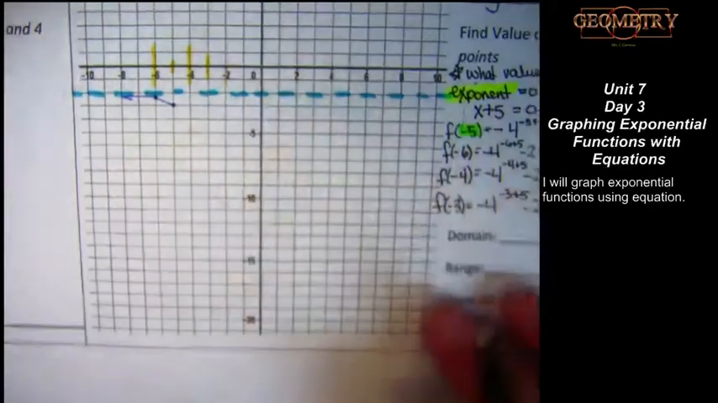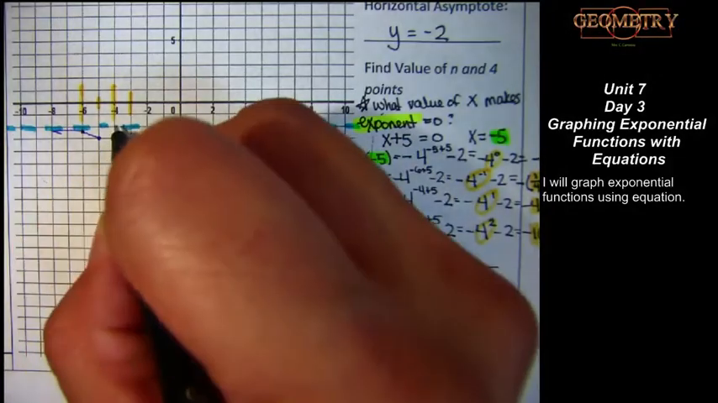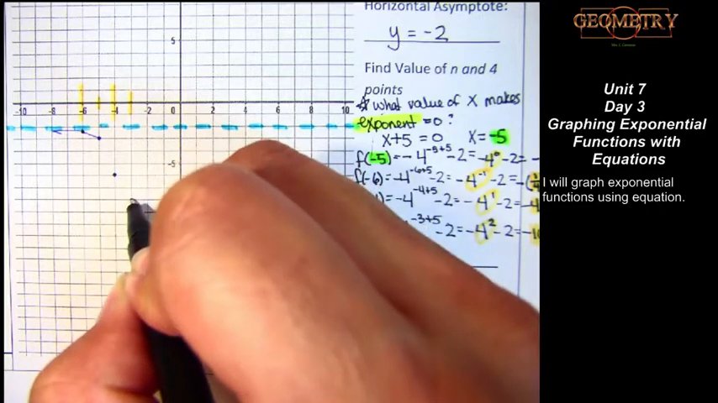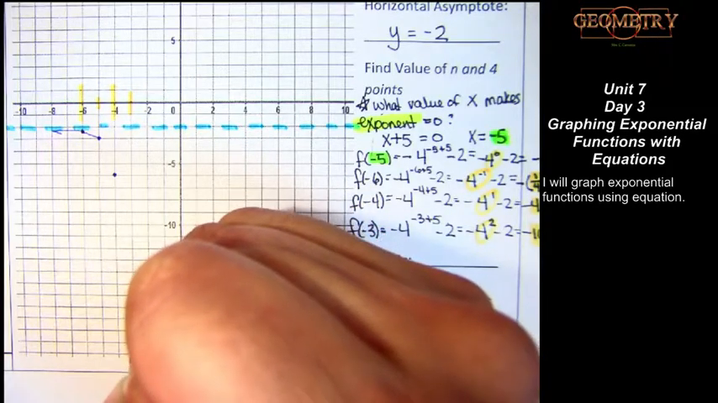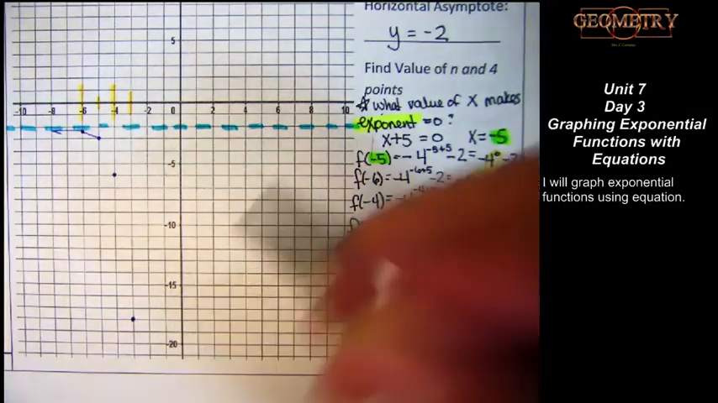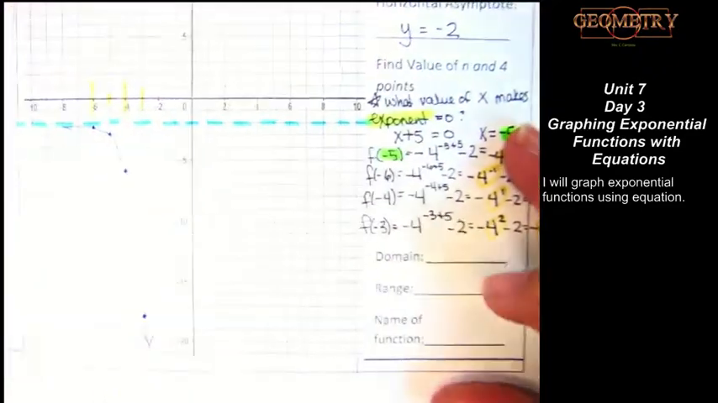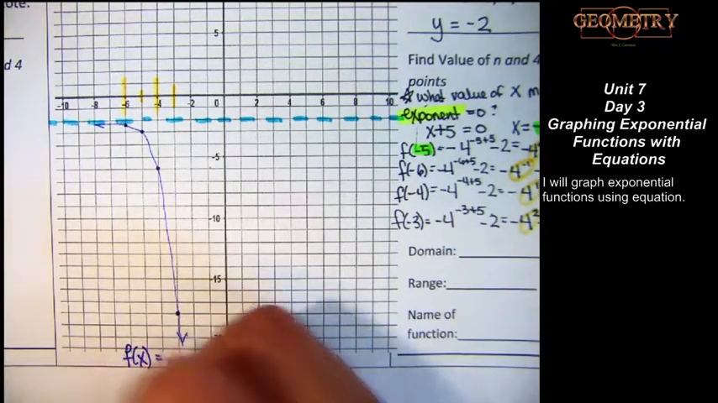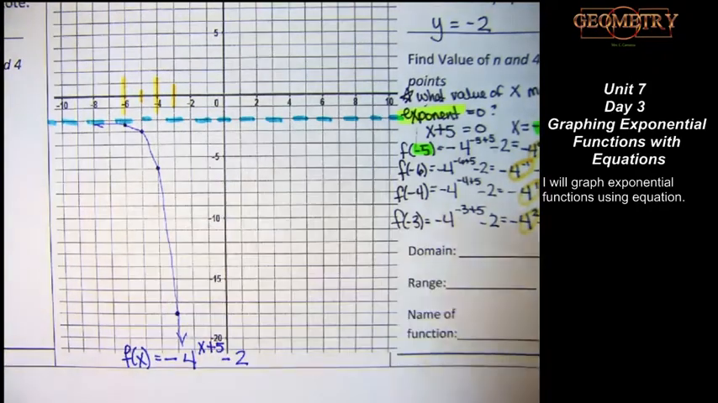Okay? Here I go. I'm going to zoom out a little bit so I have room for my hand and things. Okay, -2 is at -6. Okay, so 2, 4, 6, 8, 10, 12, 14, 16, 18. And there it is. There is my graph of f of x equals -4 to the x plus 5, minus 2.